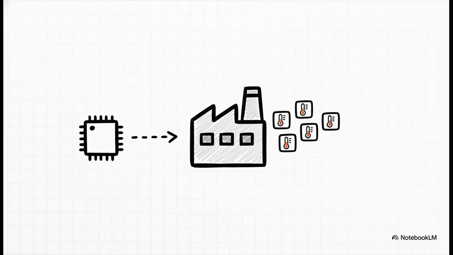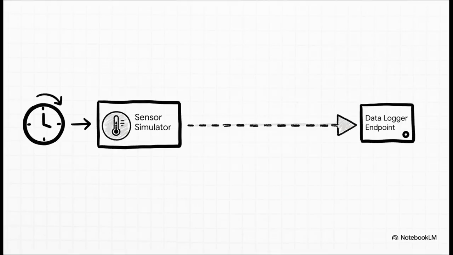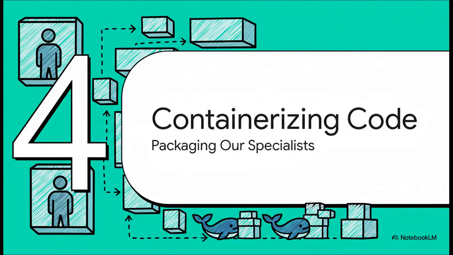So this service's job is to create that data, basically pretending to be a real-world sensor. It runs like clockwork. Every 10 seconds, this script just wakes up, generates a random temperature, and then sends it straight over to our data logger. This is the heartbeat of our system, constantly feeding it new information, exactly like a real hardware sensor would in an IoT project.